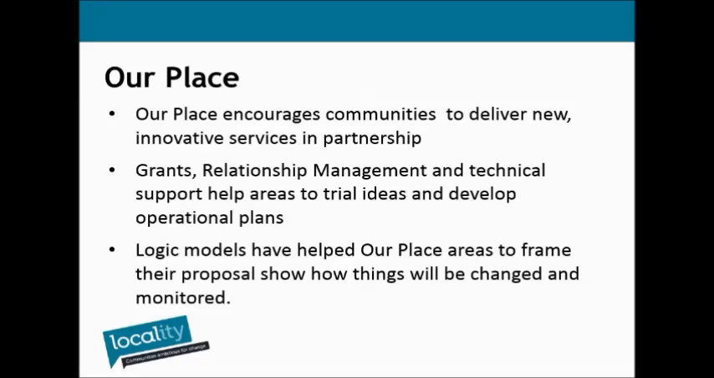However, before these plans become reality, all the areas on the OurPlace program were requested to complete a logic model to demonstrate that their proposals are based on a clear analysis of what's wrong locally and how this can be changed. They were also asked to describe how the effectiveness of their proposal will be monitored once they have been implemented, and this was all demonstrated in a logic model. To date, all 180 organisations involved in the OurPlace program have developed a logic model.